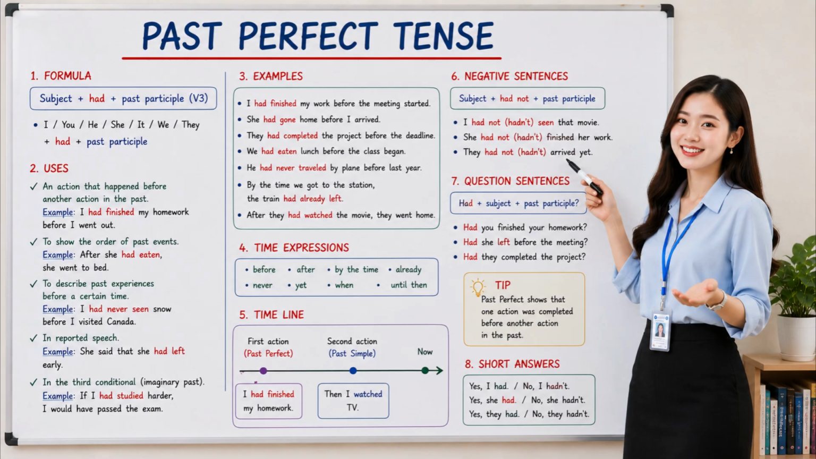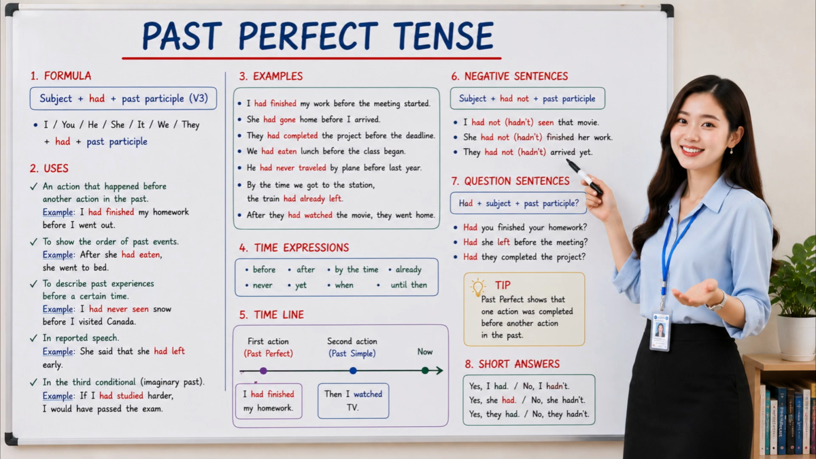Conclusion. The past perfect tense is used to describe an action that happened before another action in the past. It helps us show the correct order of events and makes our speaking and writing clearer. The formula is subject plus had plus past participle, verb 3. We often use it with words such as before, after, by the time, already, and when.